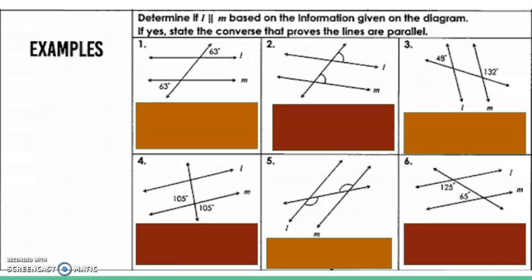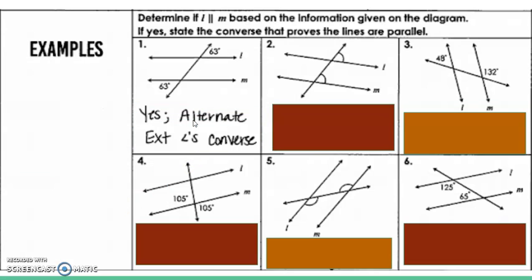If we look at a few examples with this, we are going to see if we can say that the lines are parallel, and if so, which converse we're using. For example number 1, we have 63 degrees in each spot. Those angles are an example of our alternate exterior angles. So we can say that yes, these lines are parallel using the alternate exterior angles converse. We have to make sure we actually write the word converse when we're trying to prove that lines are parallel.